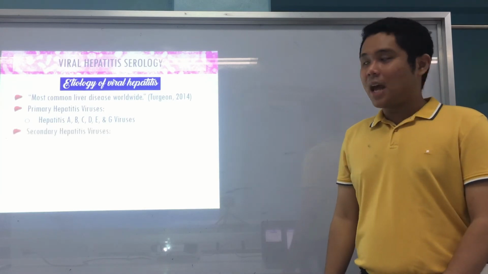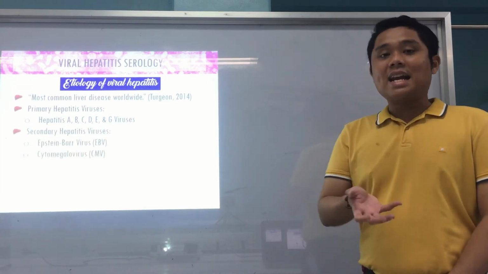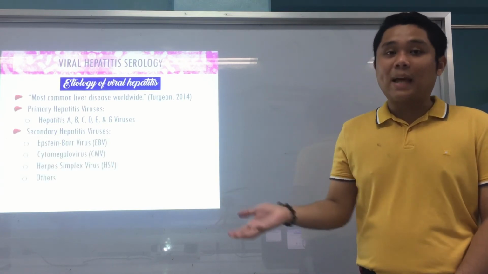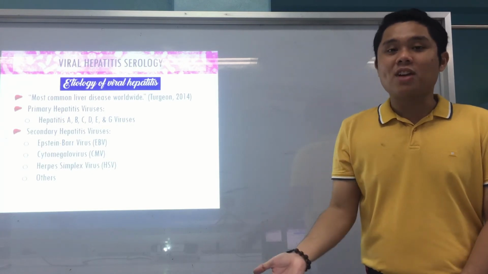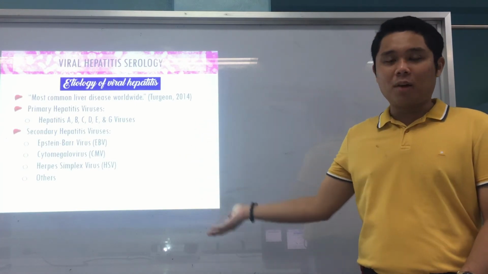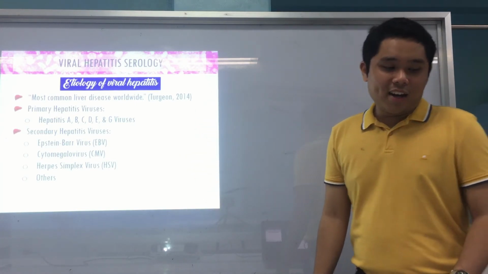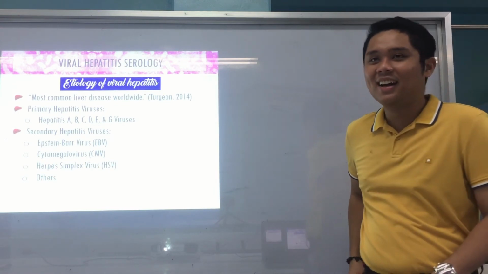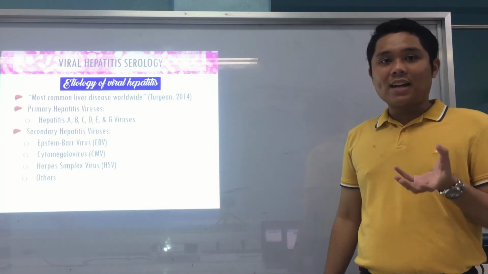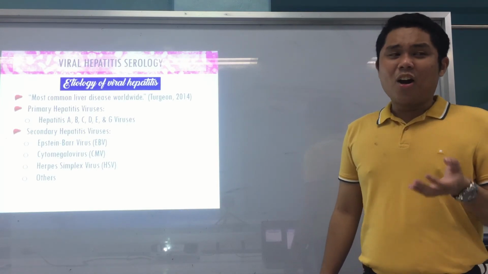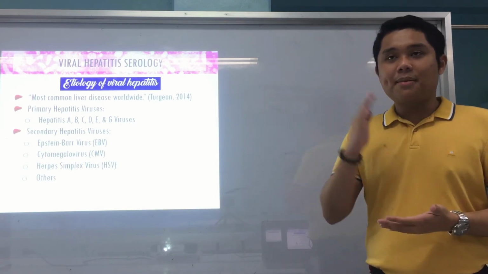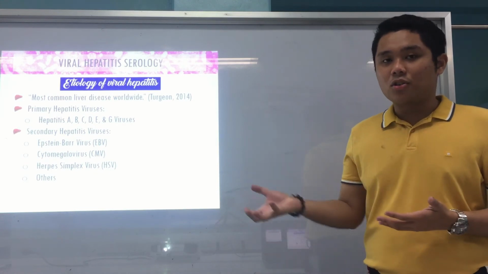Whereas for secondary hepatitis viruses, by the name itself, they are secondary. Once these viruses infect the body, the first disease they cause is not hepatitis. Hepatitis is just a complication of the diseases they cause. For example, EBV, cytomegalovirus, herpes simplex, all in the family Herpesviridae, which are DNA viruses. They are secondary because the hepatitis they can cause is just a complication of the initial diseases. The primary disease they cause is not hepatitis.